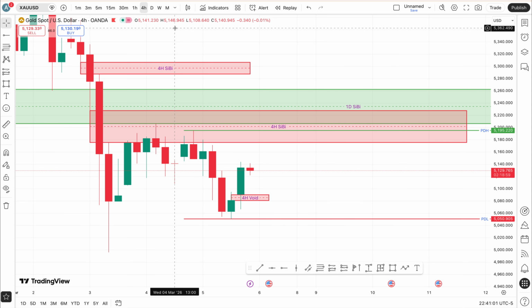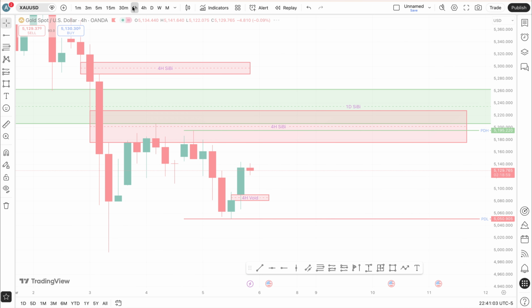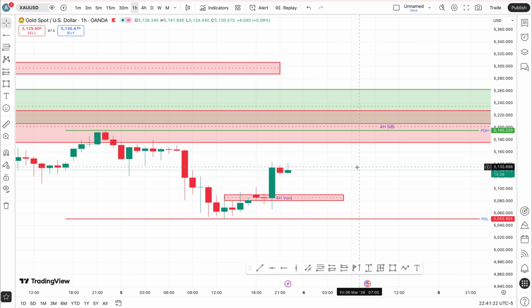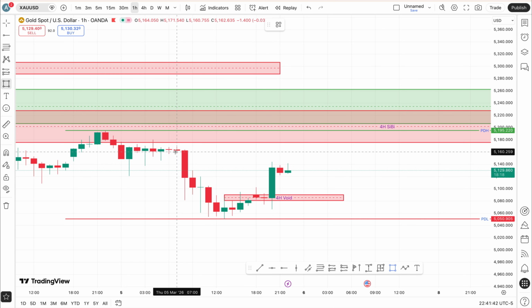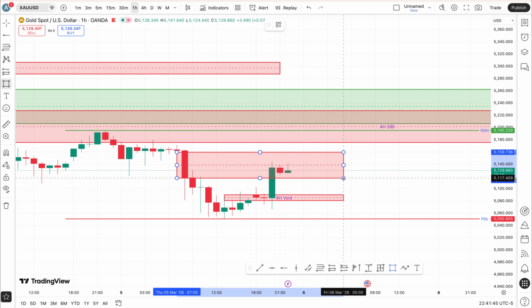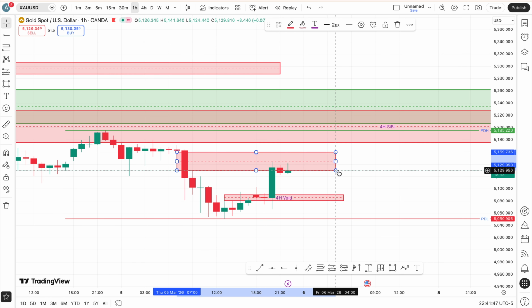We now move on to the 1 hour time frame where most intraday liquidity forms. Even though today did not create many fair value gaps on the 1 hour chart, today has already created one. So let us mark the one created yesterday, which the market seems to be holding, which was this. This is a 1 hour sell side imbalance.